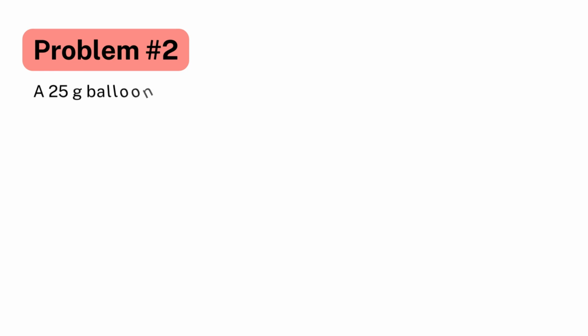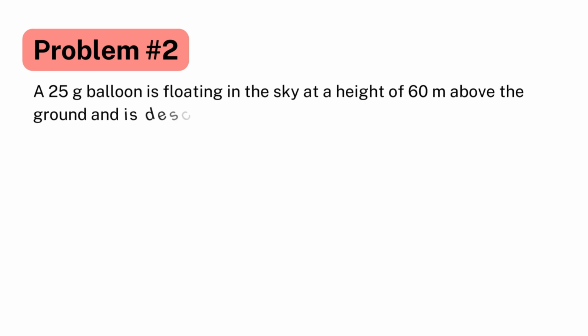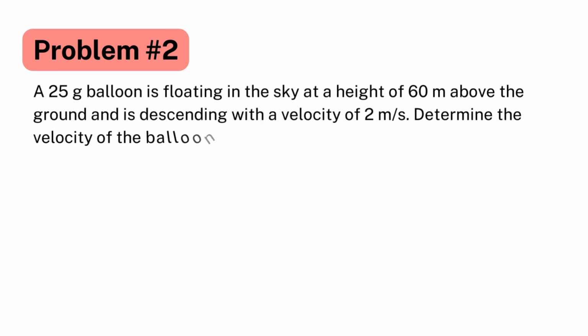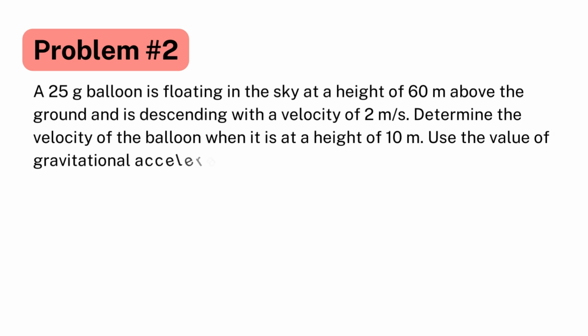A 25-gram balloon is floating in the sky at a height of 60 meters above the ground and is descending with a velocity of 2 meters per second. Determine the velocity of the balloon when it is at a height of 10 meters. Use the value of gravitational acceleration as g is equal to 9.81 meters per second square. Use the provided data, input the values into the formula, and find the velocity as requested.